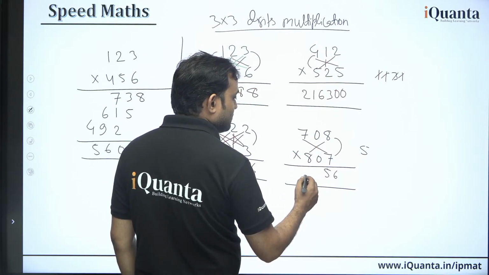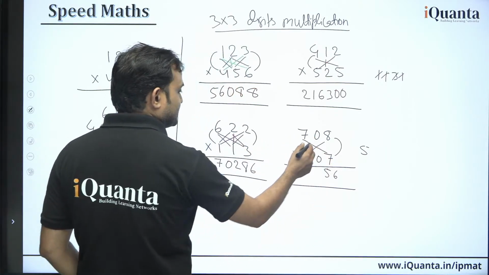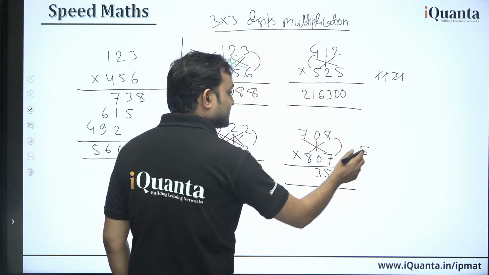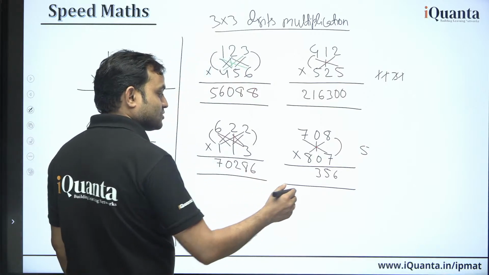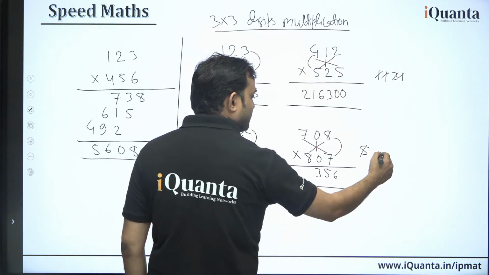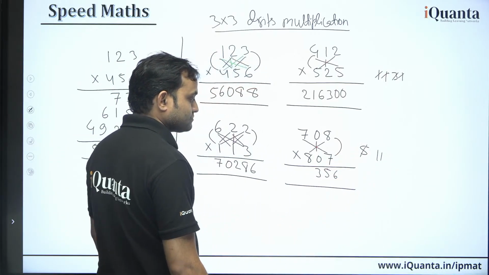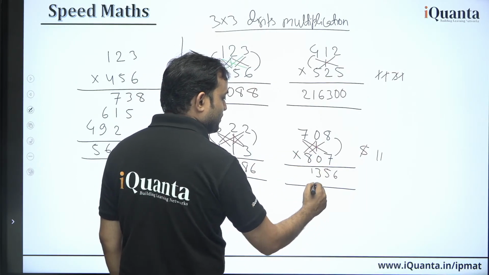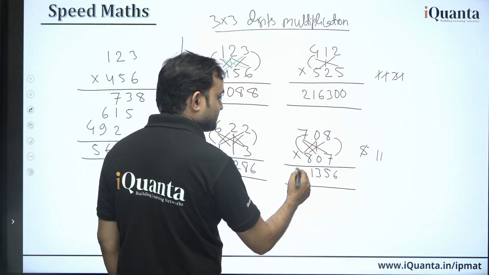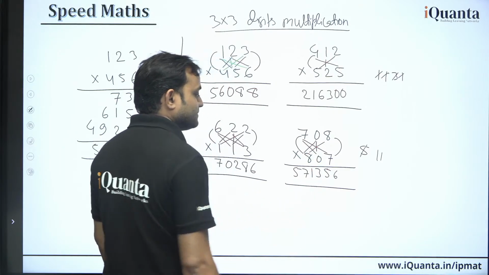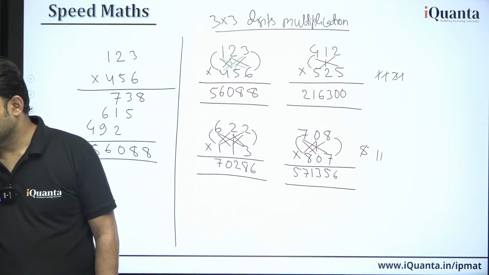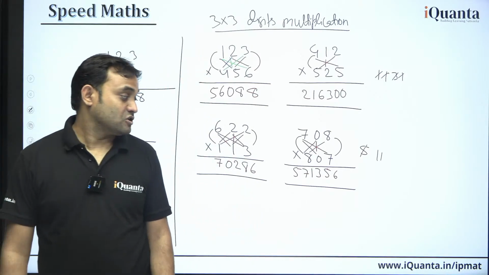113. Wait a second. 0 into 0 is 0. So 113, we will put 3 and carry forward 11. Then comes these two. Again, this is 0. So 1. 7 into 8 is 56, 57. This will be 571356. You know? Renu Kumari, your answer is also correct.